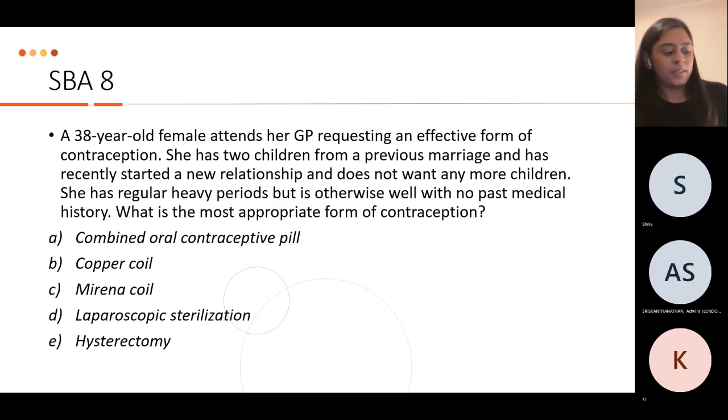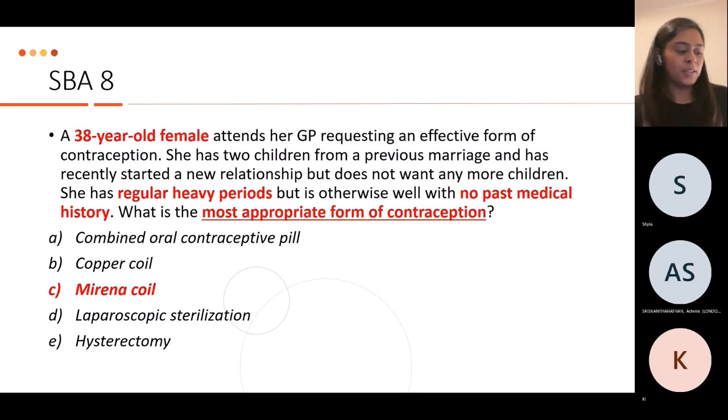Okay, I think everyone's answered. I'm going to stop the poll, and all of you got it correct. Hooray. In this case, it's a Mirena coil. She's 38, she's got no past medical history. You don't know about things like smoking history, but you know that she's got heavy periods. And so the first line for menorrhagia, let alone contraceptive options, is the Mirena coil, because it tackles both contraception and heavy periods.